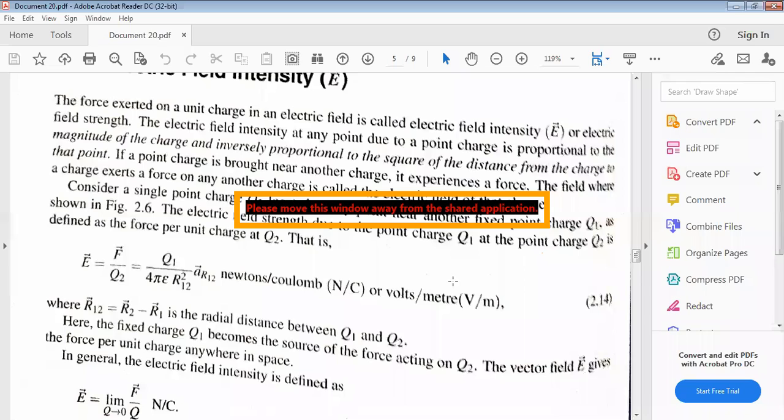Here also the same, proportional to the square of the distance from the charge to that point. If a point charge is brought near another charge, it experiences some attractive or repulsive force. The field where a charge exerts a force on another charge is called the electric field of the charge. Just like force, but they mentioned it in terms of charge, from the definition of force exerted on a unit charge.